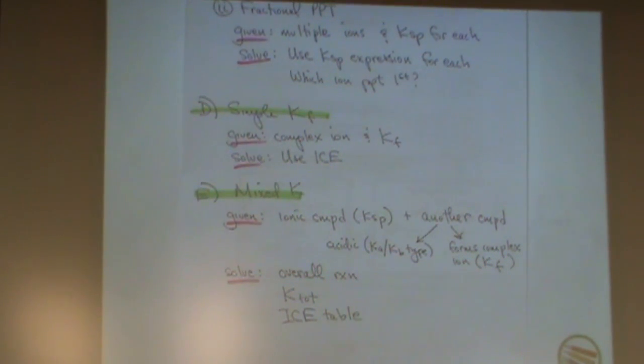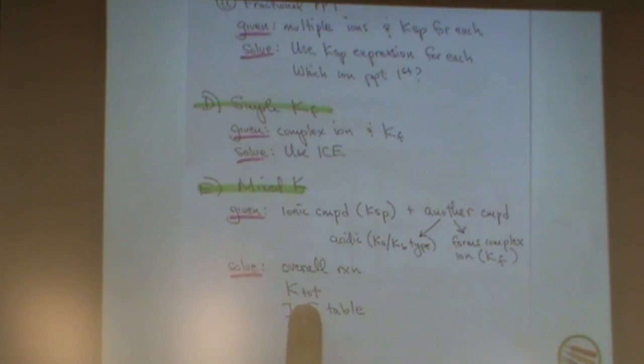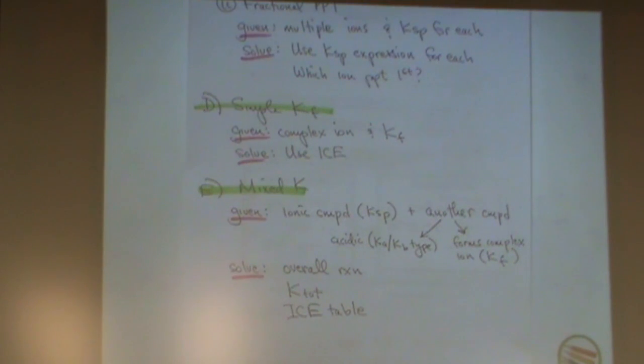So it's not B, the common ion type. This is 2 compounds totally different. The second compound could either be acidic, and so it has some Ka or Kb attached to it, or it could be a complex ion, so it has a Kf associated with it. So there's more than one K in place. To solve this, you have to write an overall reaction for both, combine these 2, the Ksp and say a Kf together. You have to figure out what the total K is, and then use an ice table.